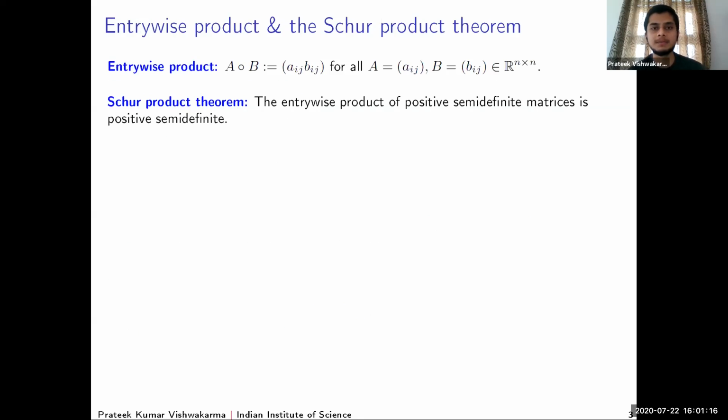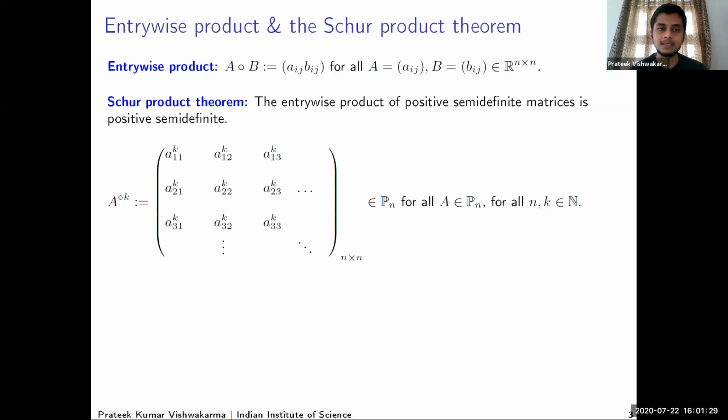So the search for entry-wise positivity preservers began with the discovery of the Schur product theorem, which states that the entry-wise product of positive semi-definite matrices is again positive semi-definite. For instance, this implies that the k-fold entry-wise product of a positive semi-definite matrix, as shown in the picture, is again positive semi-definite. This implies that the monomials, when acting entry-wise on any positive semi-definite matrix, yield a positive semi-definite matrix.